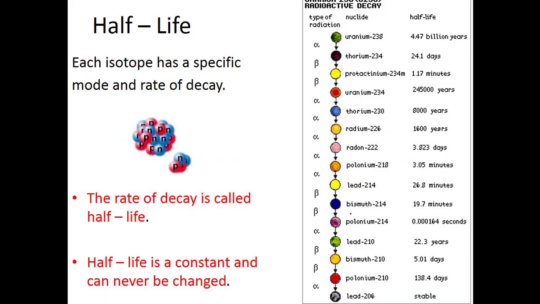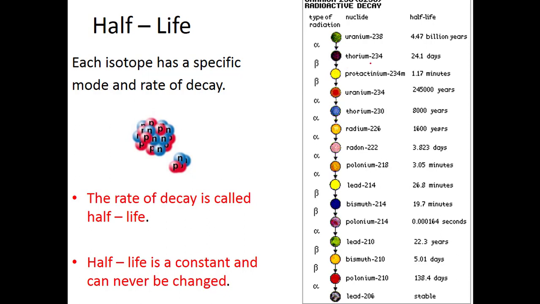So when we look at half-lives, half-life is the time it takes to lose half of your mass. Each isotope has a specific mode and rate of decay. We can see that on Table N, and as we look at Table N, you can actually determine the time it takes to lose half of your mass. So the rate of decay is called the half-life. Half-life is a constant and is never changed. So literature values on Table N show you all those half-lives.